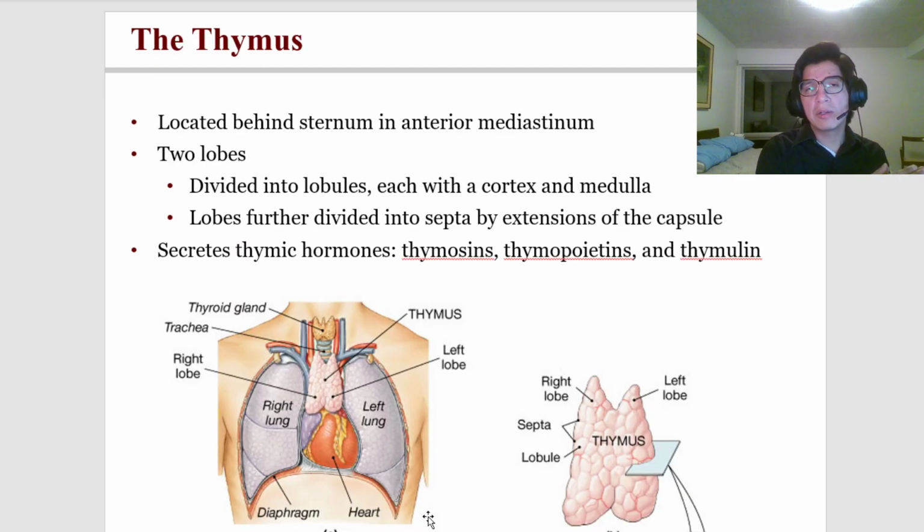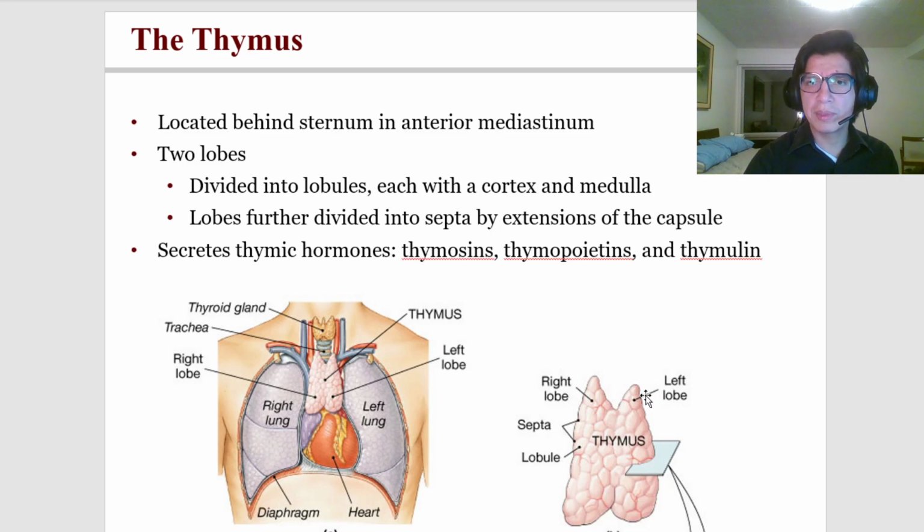All right, let's talk about another organ. Let's talk about the thymus. We talk about the thymus as being the site where the lymphoid stem cell for T cells or T lymphocytes resides. This is going to be found within the mediastinum. It's going to be behind the sternum and anterior to the heart and the trachea and major blood vessels.